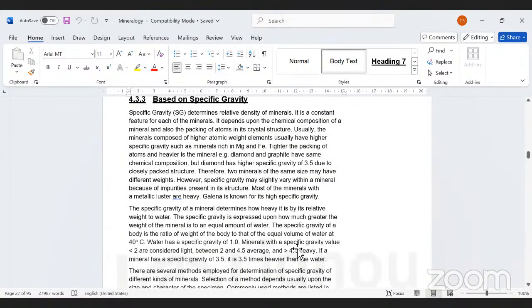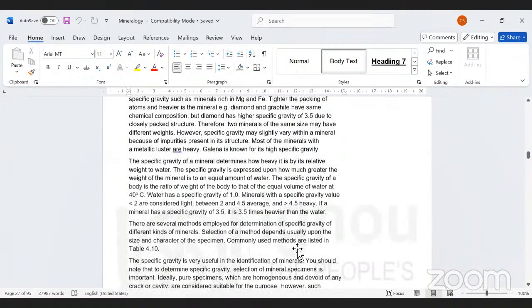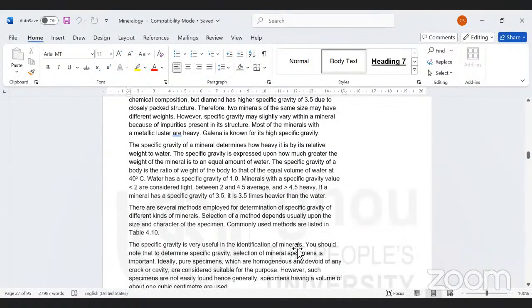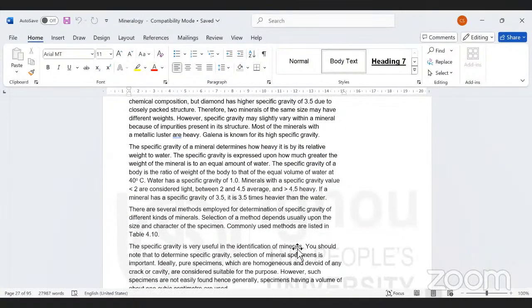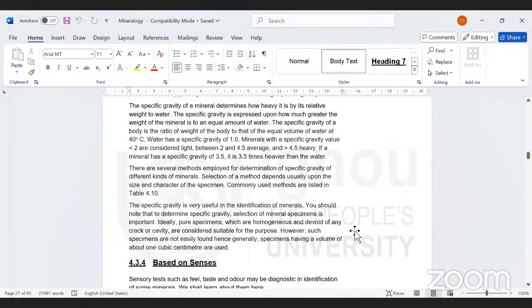Again, specific gravity is also there. Specific gravity is the weight and strength of a mineral, and it is very useful for identifying a mineral. Because the specific gravity reflects the strength, and whether it has a mass volume, we calculate it against an equal amount of water.